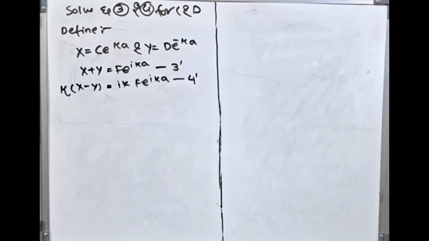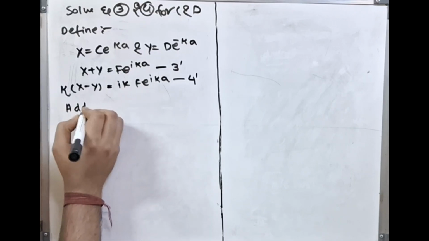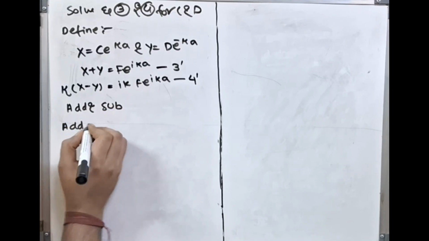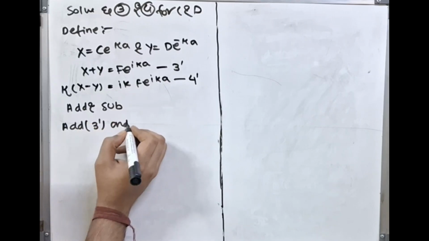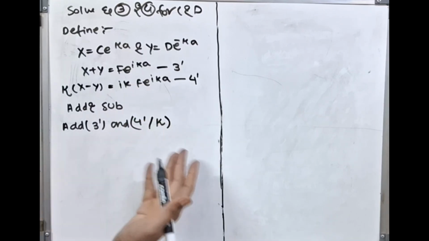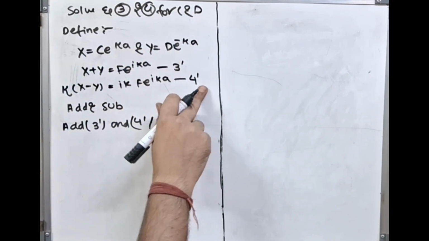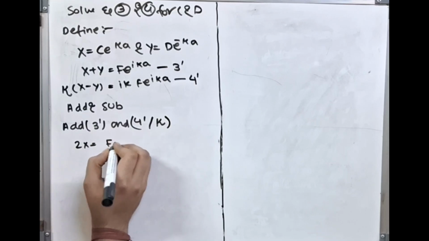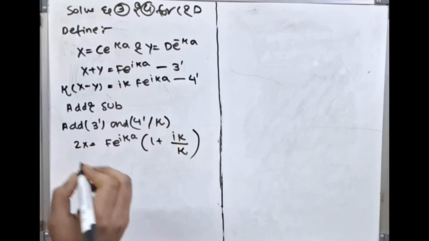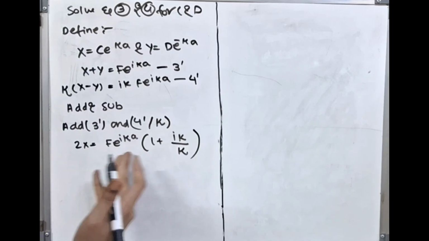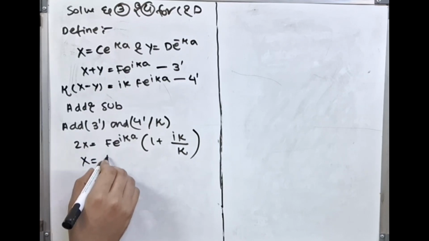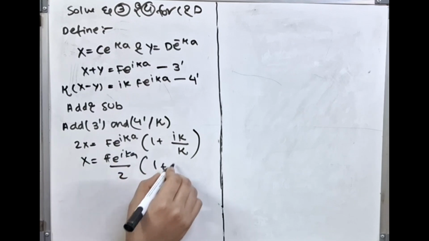So now what we are going to do is, the next step seems to be very simple. So we do addition and subtraction. First we do the addition of 3 dash and 4 dash divided by kappa. So if we add this and we divide 4 dash by kappa, we have 2x is equals to f e raised to i k a times 1 plus i k divided by kappa, because we have taken this value common, and then we can just divide 2 on the other side. So x is equals to f e raised to i k a by 2 times 1 plus i k by kappa.